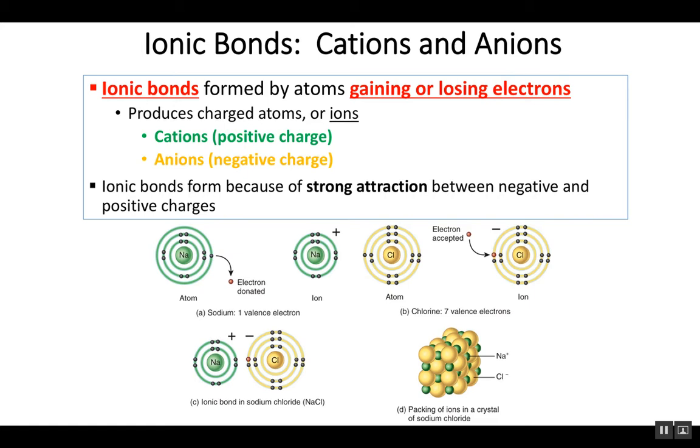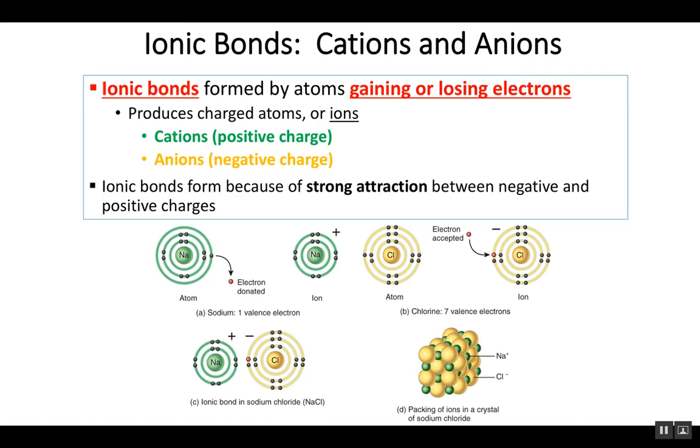So let's look at the first one. The first one is called an ionic bond. An ionic bond is formed between ions. So let's first talk a little bit about what an ion is. An ion is when an atom either gains or loses an electron.